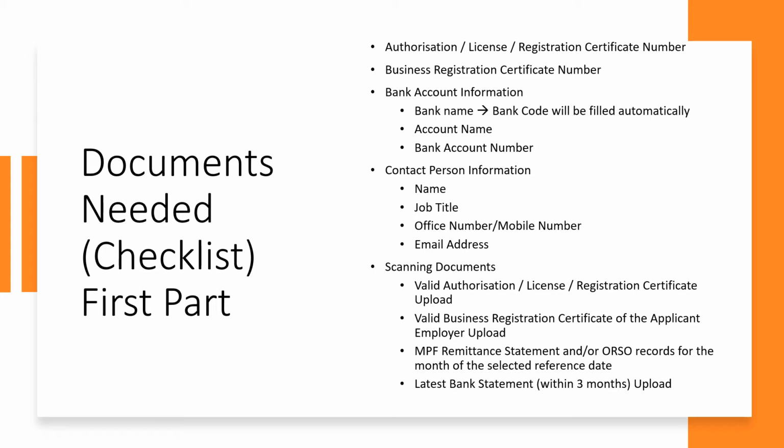Documents needed. Checklist. Part 1. In this section, you are required to provide supporting documents and information relating to your business. The supporting documents may include your business license, bank account information, and contact person information within your company. You will also need to upload supporting documents into the application. I'll talk about that later on in this video.